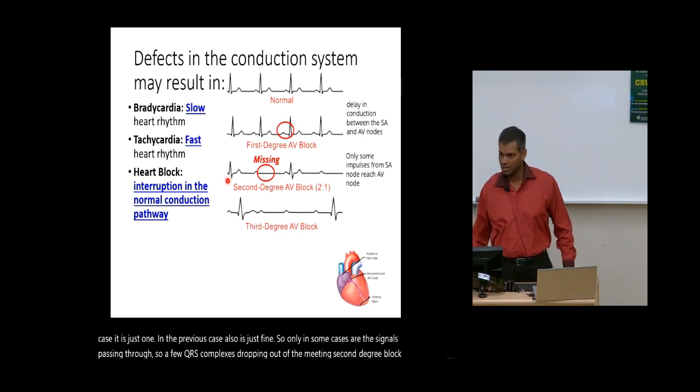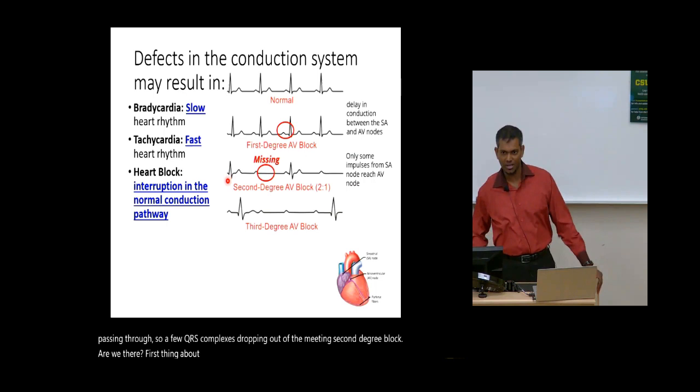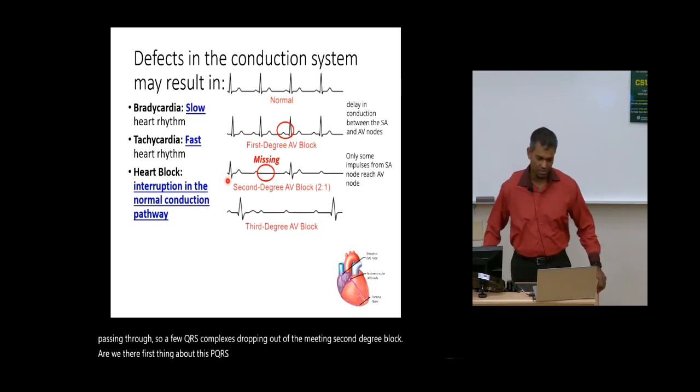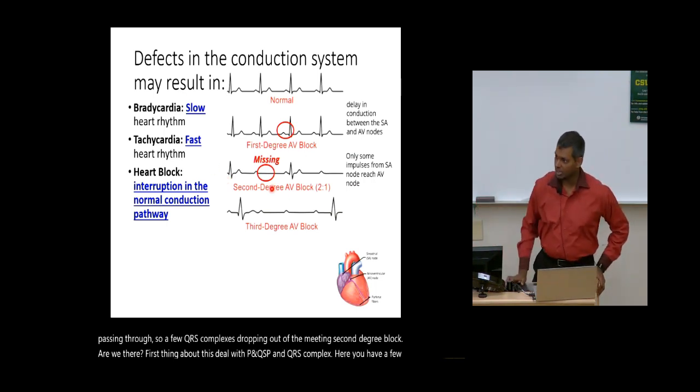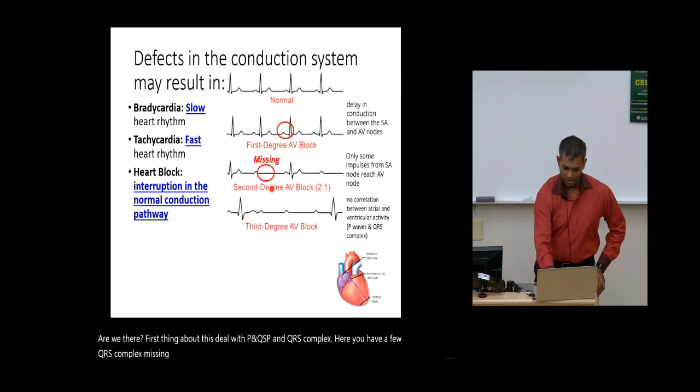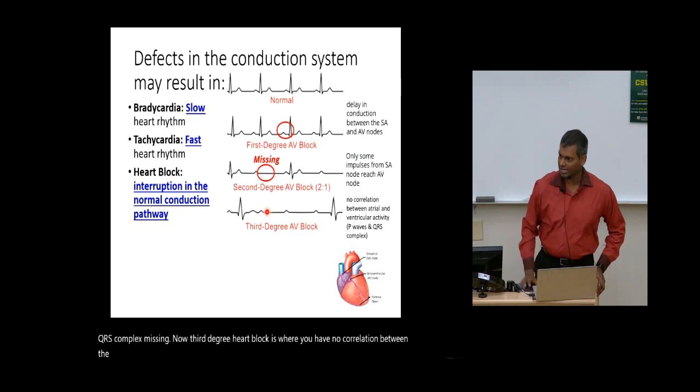Are we clear? First degree block, there's a delay between the P wave and the QRS complex. Here you have a few QRS complexes missing. Now a third degree block is where you have no correlation between the atrial and ventricular activity.